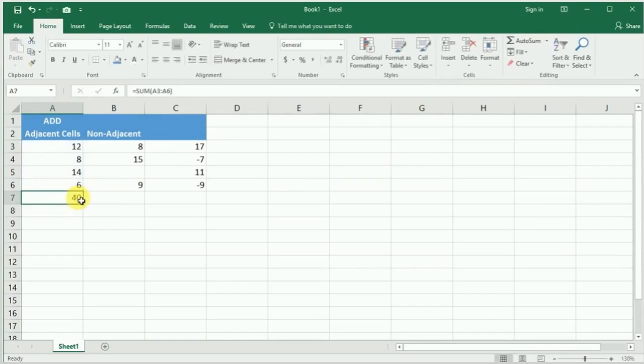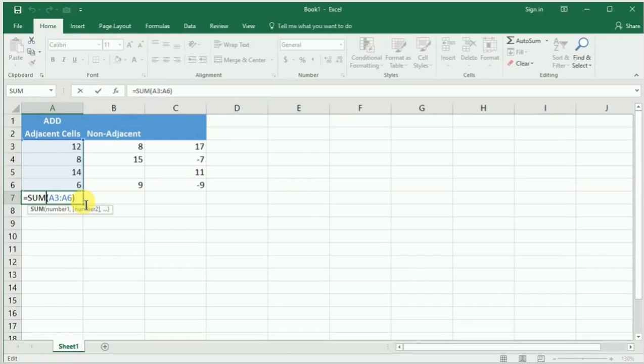When I double-click the cell with the AutoSum, you'll see it's a function. The syntax of the sum function is equals sum, parentheses, then the numbers you want to sum, separated by commas, and then a close parenthesis. This formula is equal A3 colon A6, close parenthesis, which indicates a range of cells. It adds the cells from A3 through A6.